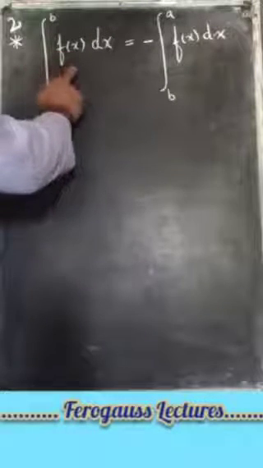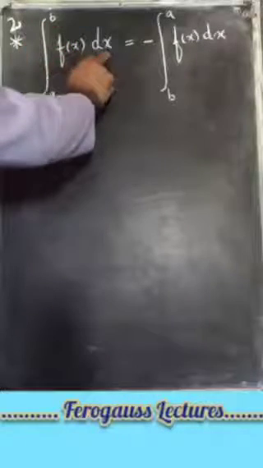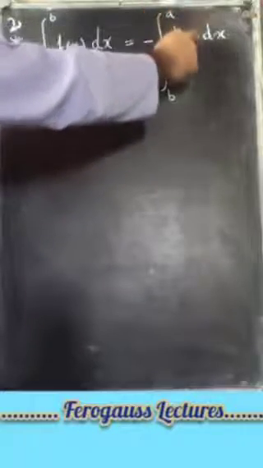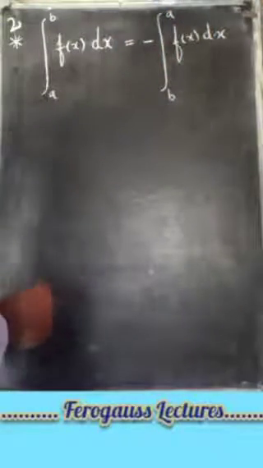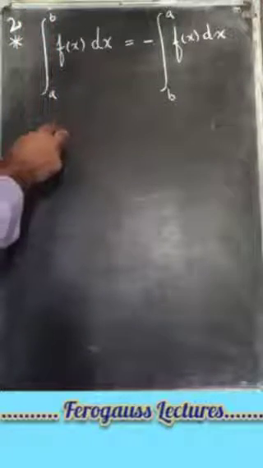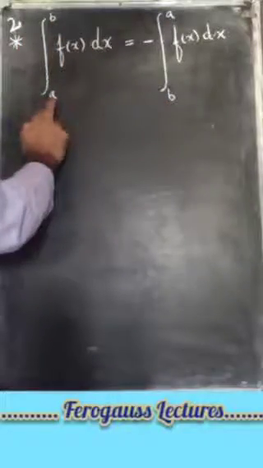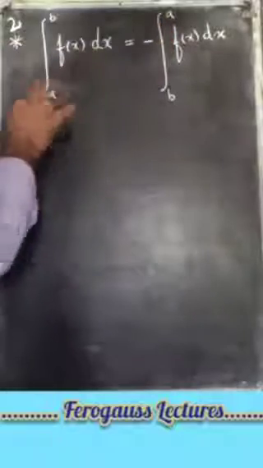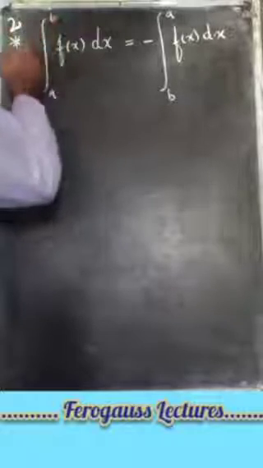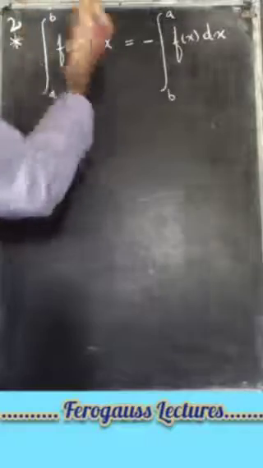Now here is the second property of definite integrals, that is integral from a to b f(x) dx is equal to minus times integral from b to a f(x) dx. Or we can say, if we interchange the limits of an integral, that is, if we consider the upper limit as lower limit and lower limit as upper limit, then the sign of the integral gets changed. That is, if it is positive, it becomes negative, or if it is negative, it becomes positive.